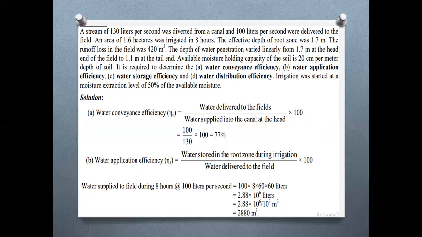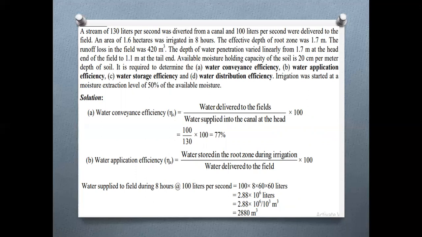The irrigation was started at the moisture extraction level of 50% of the available moisture. Hence solution, first water conveyance efficiency, that is eta C, which is equal to water delivered to the fields upon water supplied into the canal at the head into 100, which is equal to 77%.